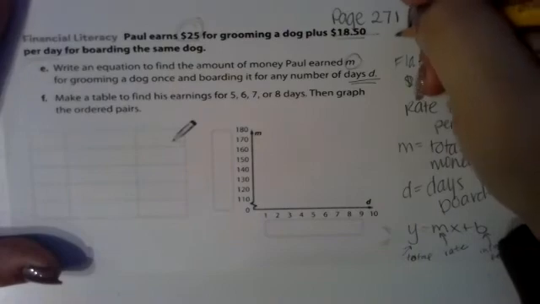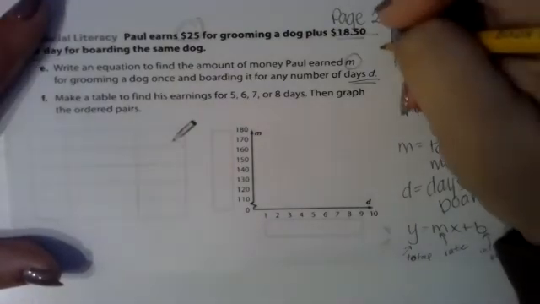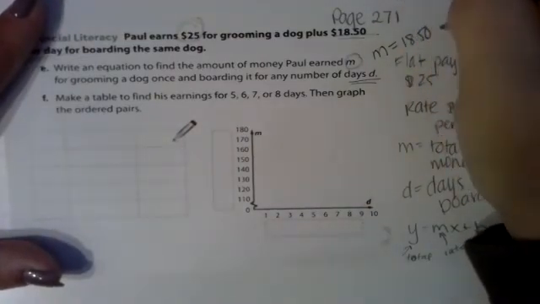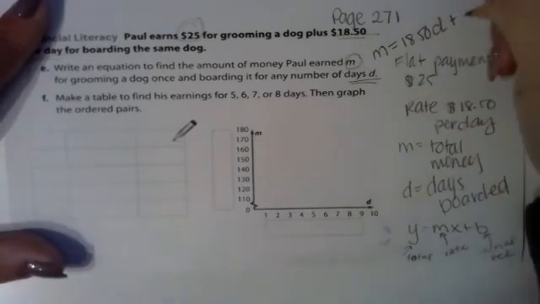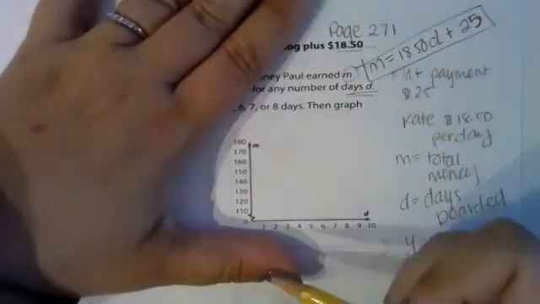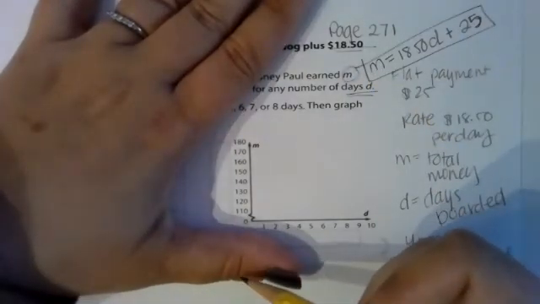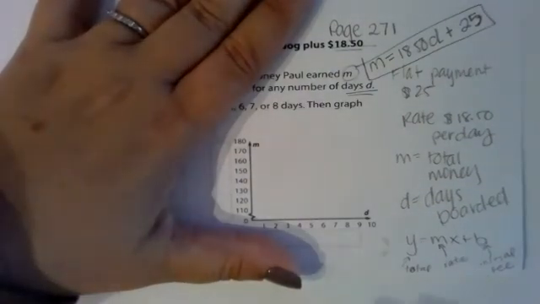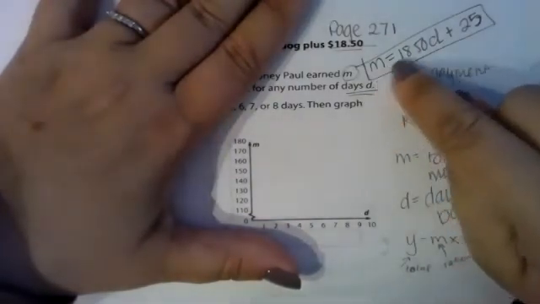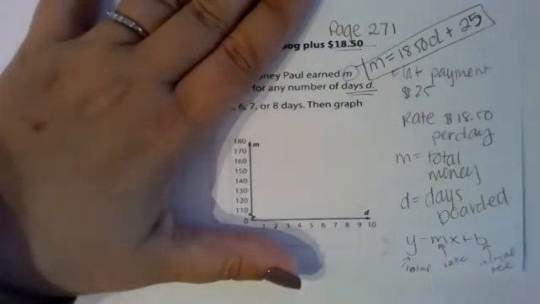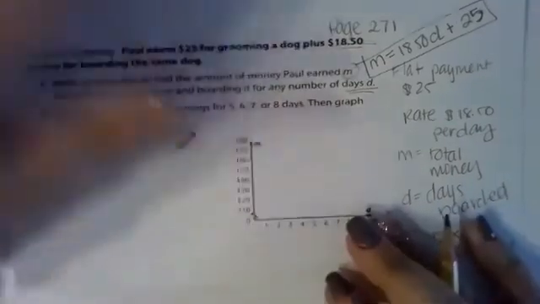So based on this information that we have here, the equation that I'm going to need to write, this page is squishy, so I'm running out of room, is going to be M equals $18.50 per day plus $25 grooming fee, which is that one-time fee. So this is following the same pattern as the last problem where we have total, rate, one-time fee. Okay, if we keep that pattern in mind, it makes it pretty easy to write these equations.